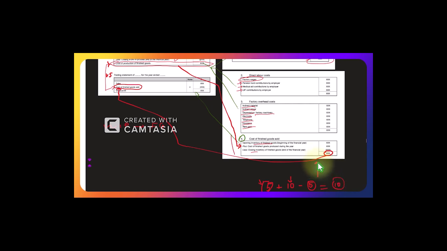So the cost of finished goods sold. Again, I repeat, the cost of production of finished goods must be distinguished from the cost of finished goods sold. What we produced is not necessarily what we sold. So produced and sold are 2 different things, right? So this basically wraps up this learning unit.